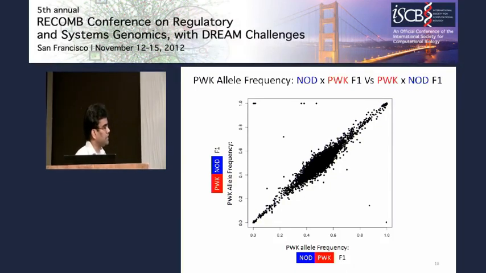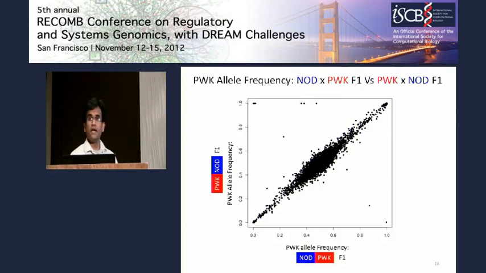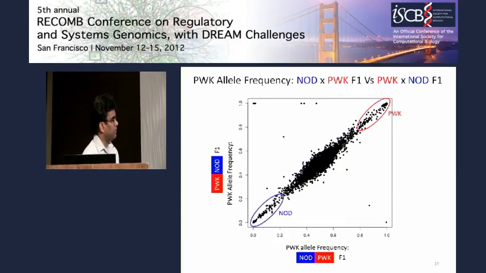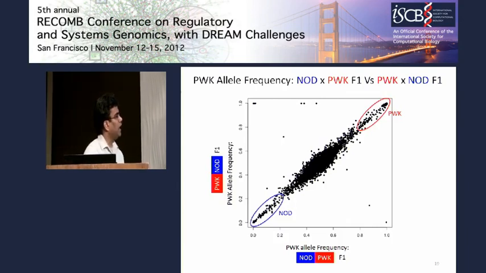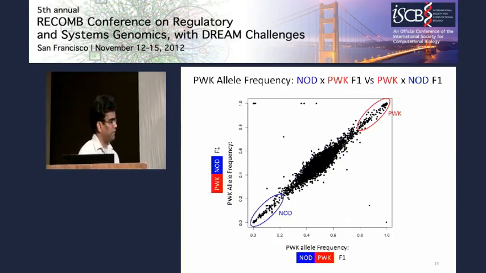So you see a strong diagonal, which suggests that both the allele frequency quantifications agree. In the middle you see the genes that do not show any allele specific expression, and at the extreme corners of the diagonal, for example here, these are the genes that show NOD specific allele specific expression, and it agrees very well with both directions of cross.